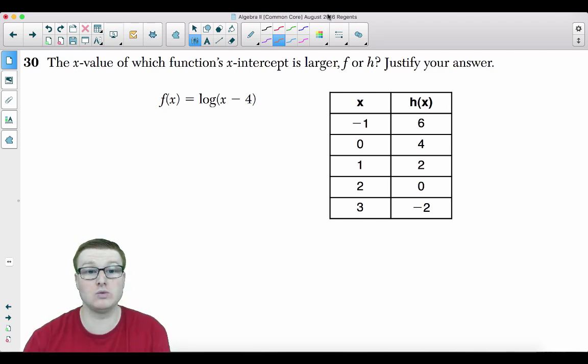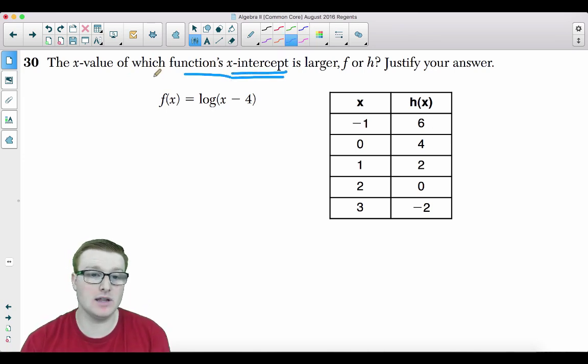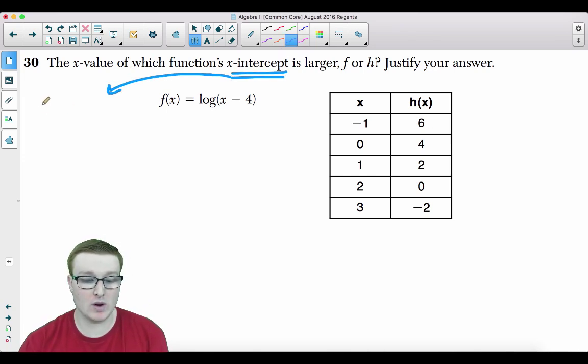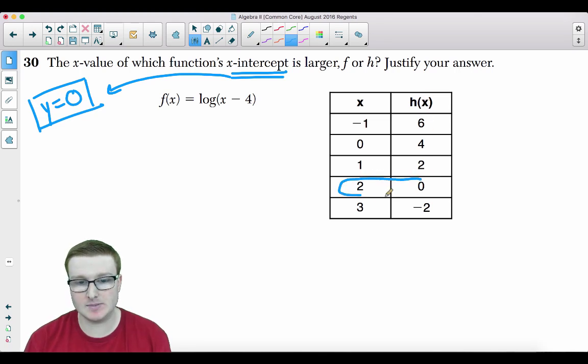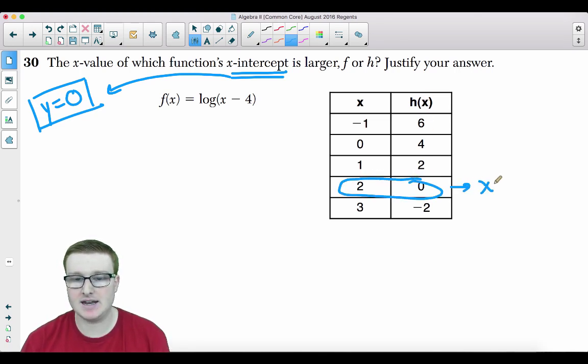Justify your answer. So it's telling you the x-intercept. Well, ladies and gentlemen, the x-intercept is where y equals 0. So what you're doing is you're letting the y value equal 0. Okay? Well, take a look here on the table. Where the y value is 0, the x-intercept is 2. So this has an x-intercept of 2.